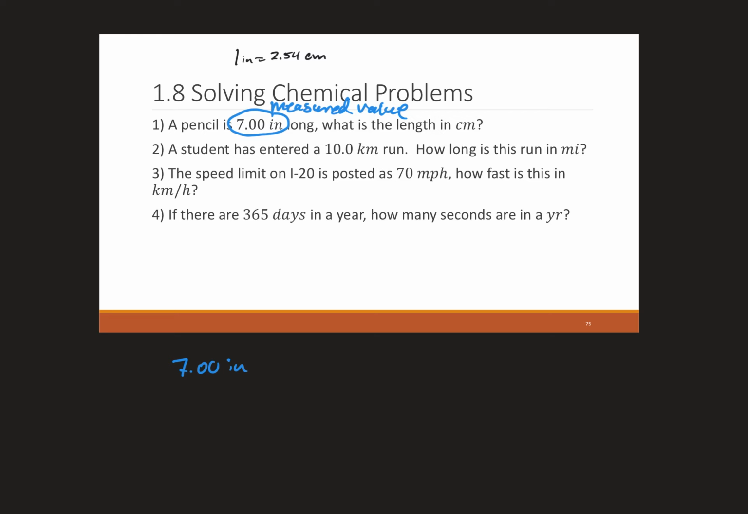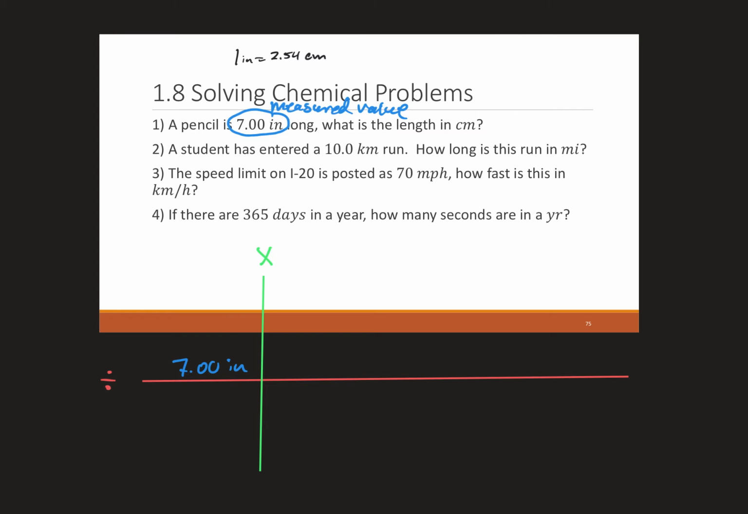Then you're going to write a line, a horizontal line, like this. And then you're going to make a vertical line like that. This is why it's called the box method. You're kind of building these boxes. The vertical line represents multiplication. The horizontal line represents division or a fraction bar.